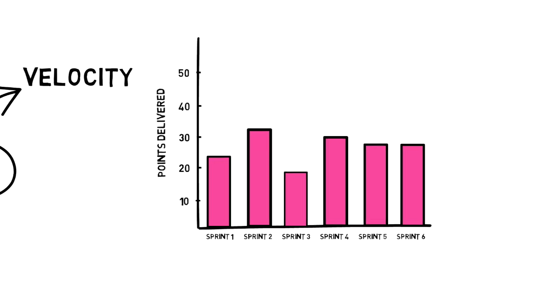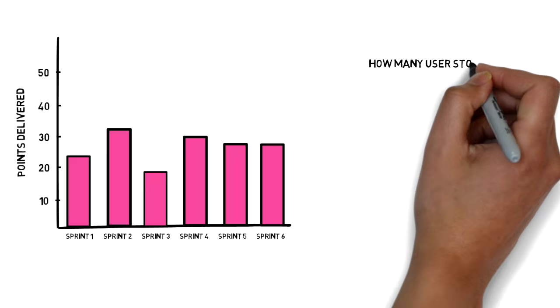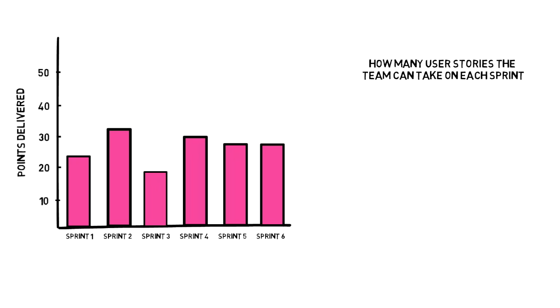Velocity is calculated at the end of the sprint by totaling the points for all fully completed user stories. The velocity will be used during the sprint planning to define how many user stories the team can take on during the sprint. And tracking the team's velocity helps predicting the team's capacity for the upcoming sprints. By experience, teams take 3 to 4 iterations to find their stable velocity.